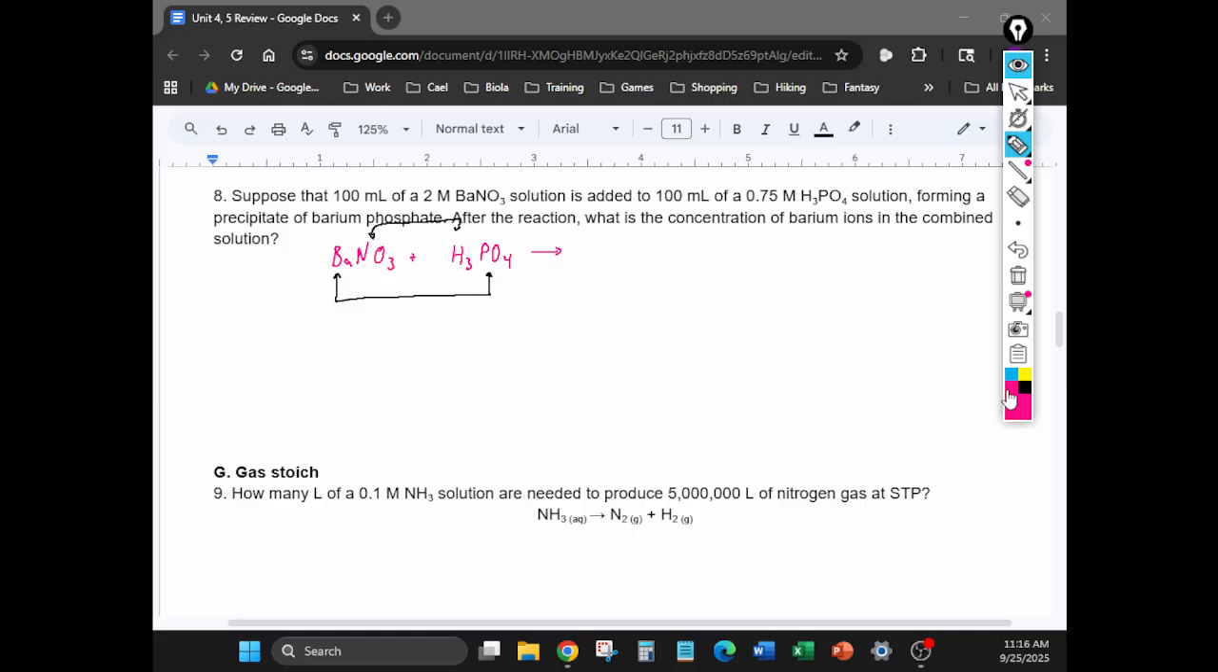Let's start with HNO3 because that's the easiest. It's going to form nitric acid, HNO3. H is +1, nitrate is -1, so they balance each other out. And this is going to be aqueous because it has nitrate in it.